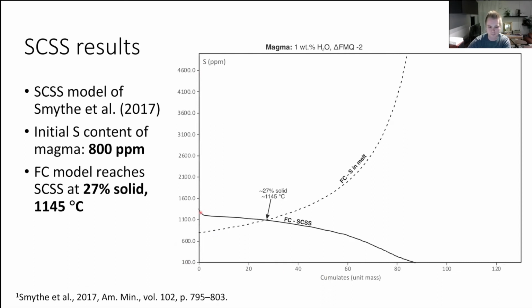And this solid black line here shows the sulfur content at sulphide saturation in the fractional crystallizing Duluth magma. And this stippled black line here is sulfur content in melt. And we started with 800 parts per million in the melt. So with this model, we reached the sulphide saturation when about 27% of the magma has solidified, and the temperature is 1145 degrees Celsius.